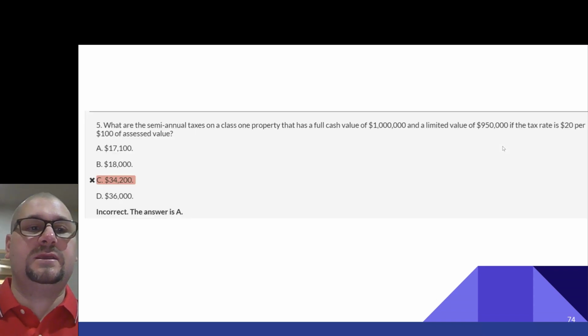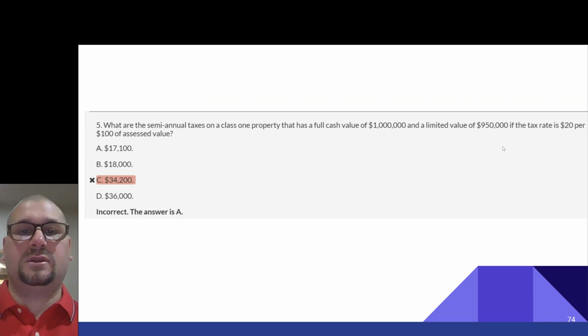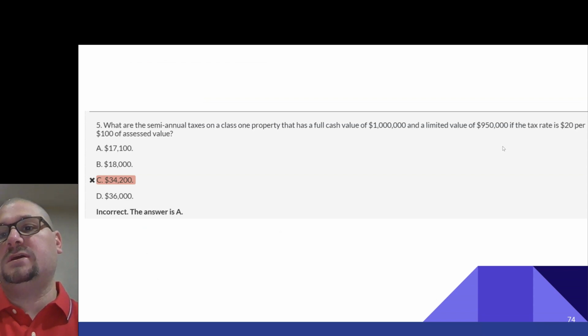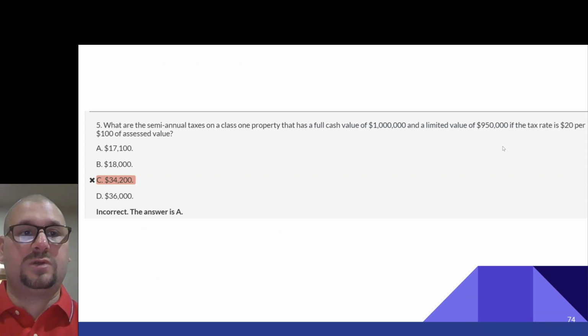What are the semi-annual taxes on a Class 1 property that has a full cash value of $1 million and a limited value of $950,000 if the tax rate is $20 per $100 of the assessed value? Answer is A, $17,100.